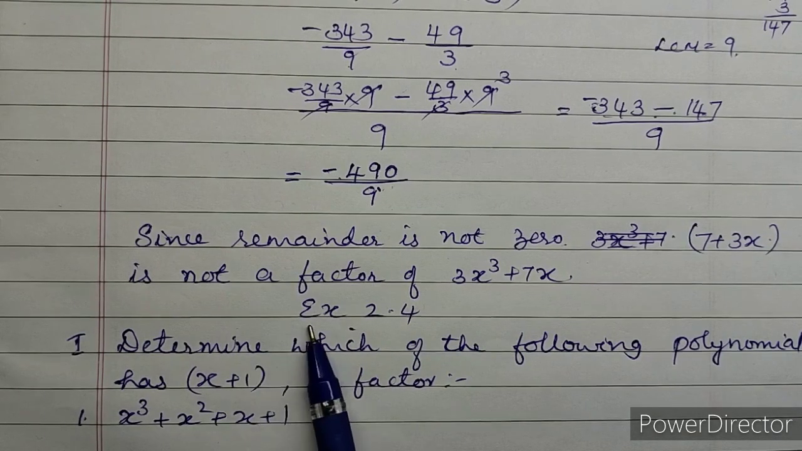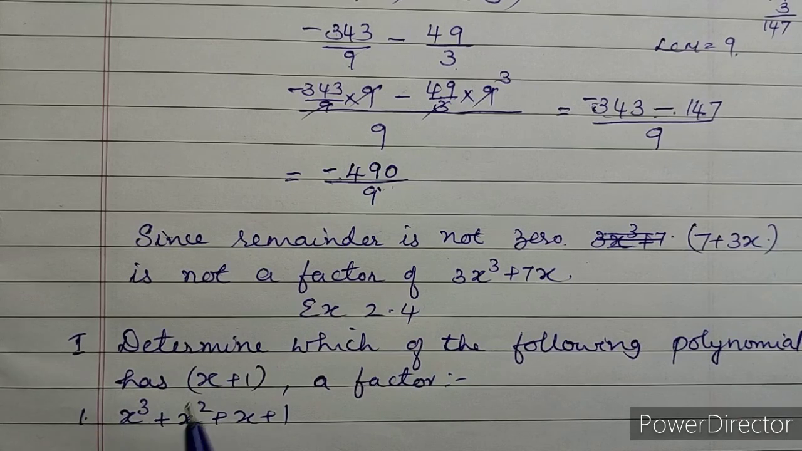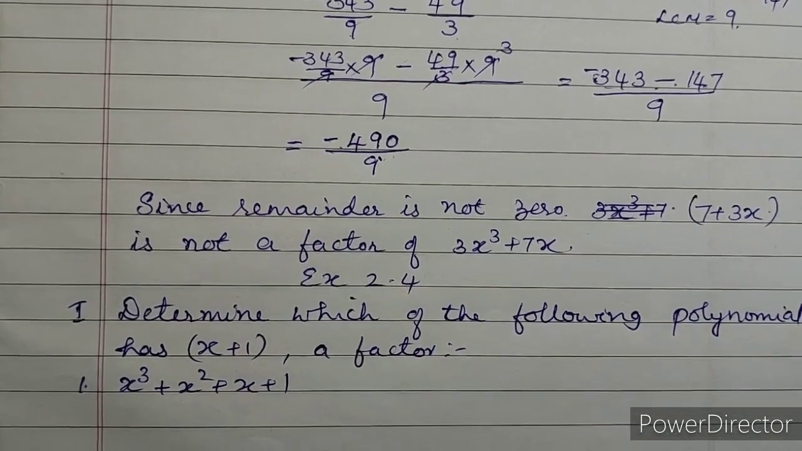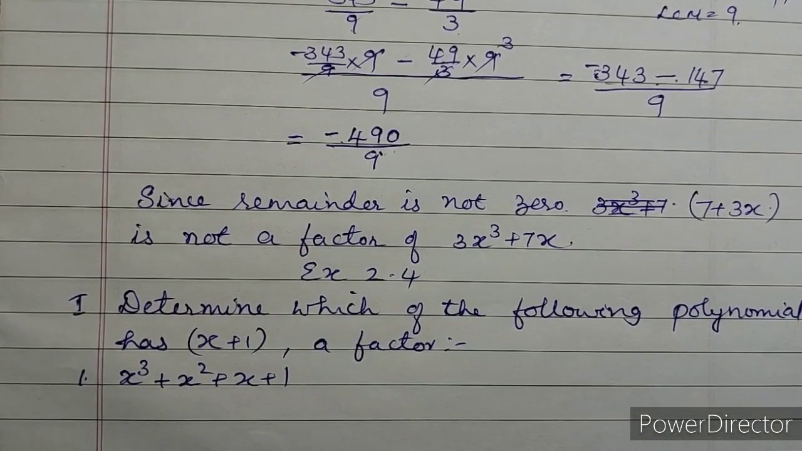Now next exercise, exercise 2.4, first one. Determine which of the following polynomials has x plus 1 as a factor. So if x plus 1 is a factor, then p of minus 1, the opposite sign you should take, p of minus 1 should be equal to 0. That we have to check. If it is 0, it is a factor. If it is not 0, it is not a factor.